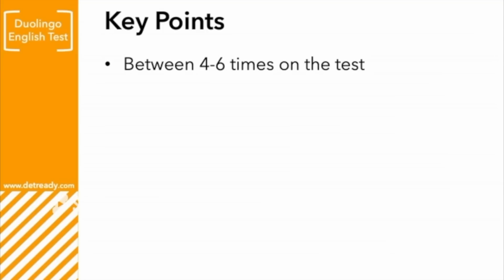Let's get started with the key points of this question type to help you understand what it's all about. So you get this question type between 4 and 6 times on the test, just like most of the other question types as well. You have 3 minutes to read the paragraph and complete. The timer will start as soon as you're given this question, so there's no preparation time.